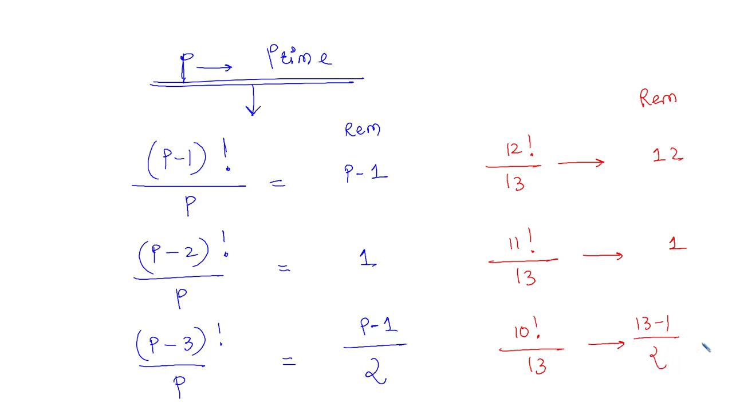That is equal to how much? 6. Okay, this is Wilson's theorem, but this is applicable only when p is a prime number and in case of factorial. If p is not a prime number, then we'll see in some other videos. Okay everyone, we will have a look at a few more questions on this concept.